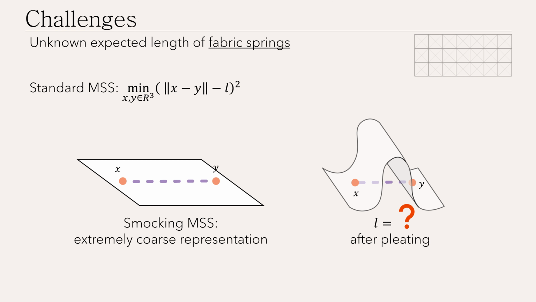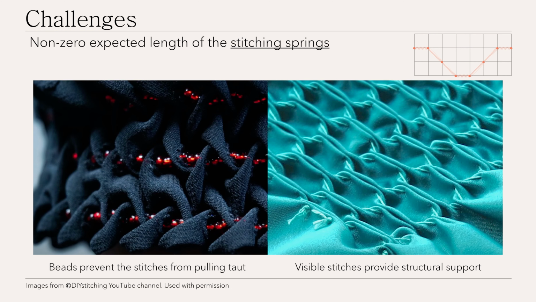When the fabric bends to create pleats, the expected length at the final state depends on the unknown pleat formed in between. Additionally, determining the expected length for the stitching springs is also non-trivial. Most cloth simulators assume the sewing threads are fully tightened and expect the stitching springs to be 0 in length. However, in practice, Italian smocking intentionally loosens the sewing threads for aesthetics and structural support.